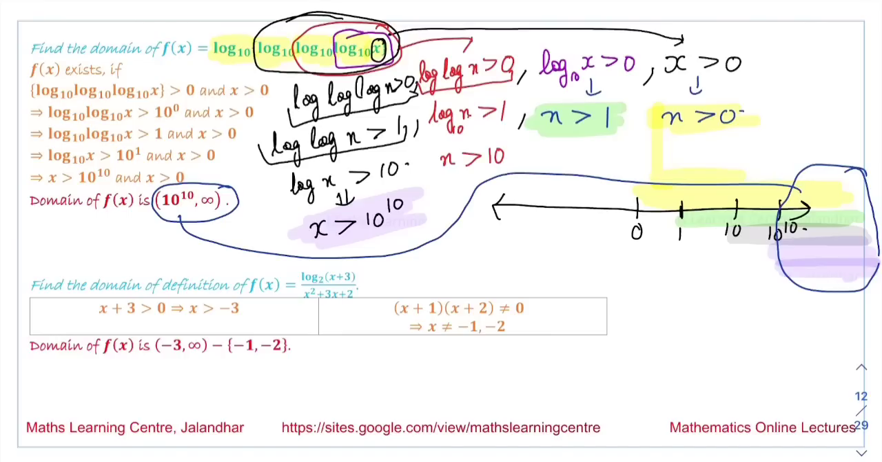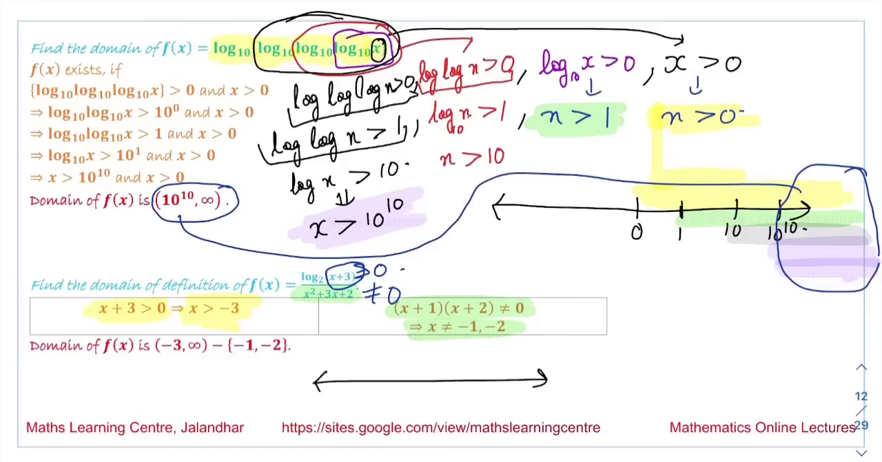Next is find the domain, the definition of this function. So we have two conditions over here. One is that the denominator should not be equal to 0. And from this part we have that x plus 3 should be greater than 0. So this gives us x is greater than minus 3. Second, this denominator should not be 0. So on factorizing this, we get x plus 1 into x plus 2 is not equal to 0. So we get x is not equal to minus 1 or minus 2.